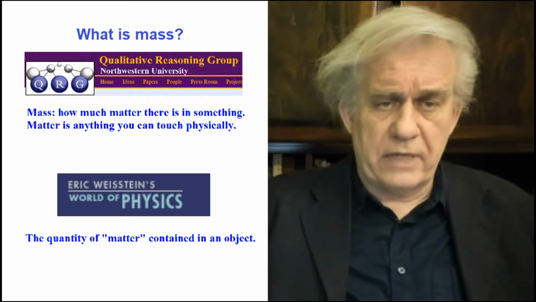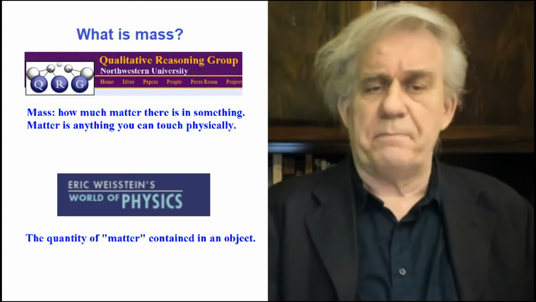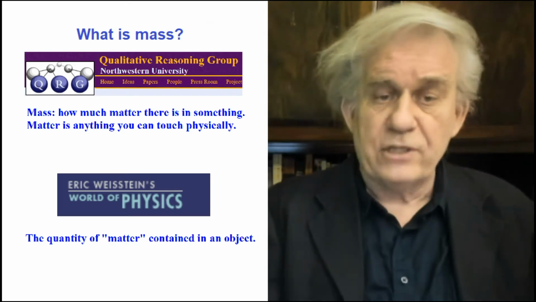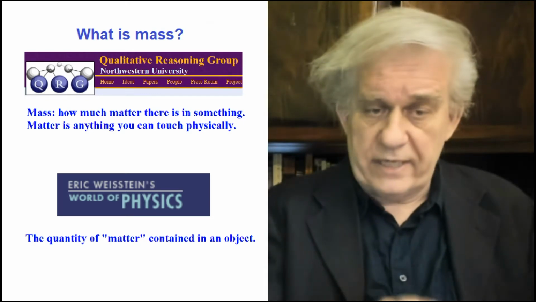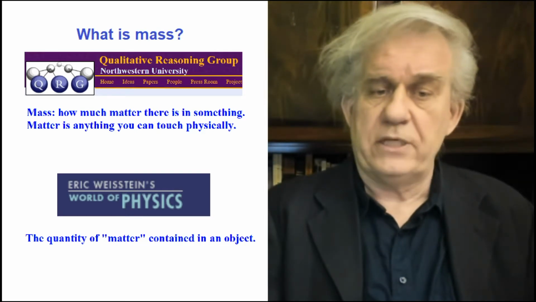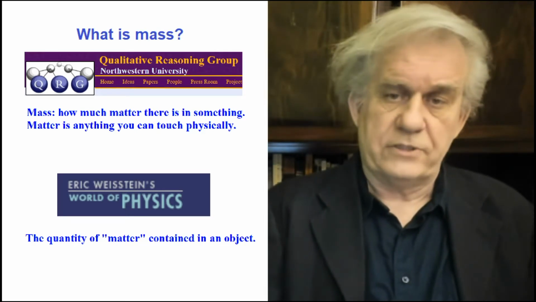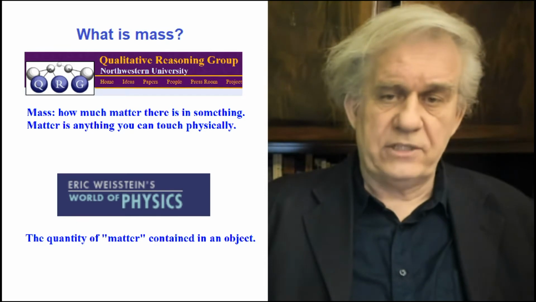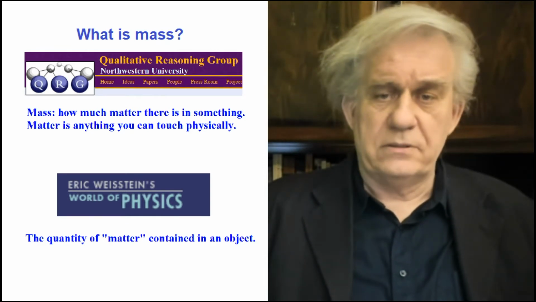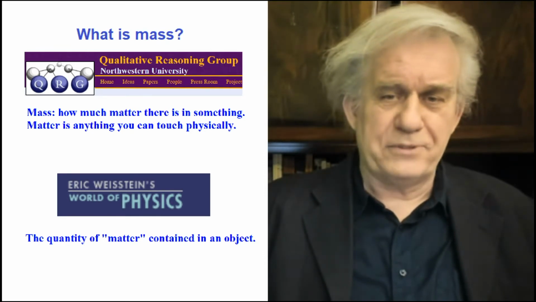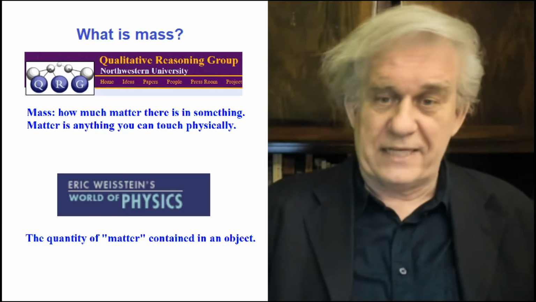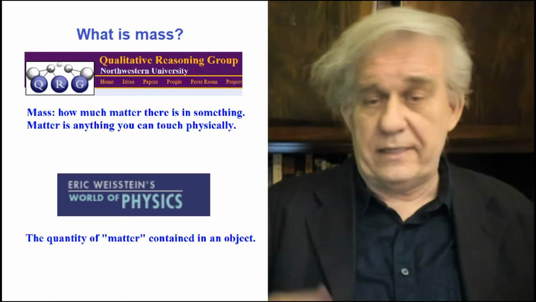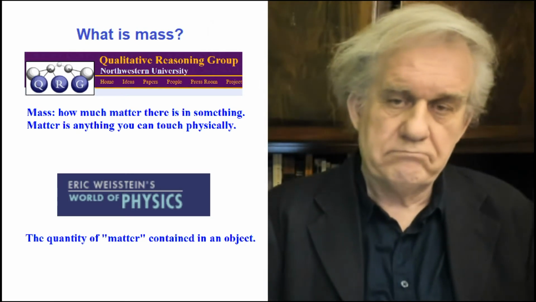In fact, here you have the high school version by two prominent sites, so we have a little authority here, right? First one, mass. How much matter there is in something. Matter is anything you can touch physically. And the quantity of matter contained in an object by the Einstein's World of Physics. Open and shut case. That's what you learn in high school. And since 99% of the people never take physics, they never want to touch the subject ever again. That's what they come out of high school with, and this is what they repeat. And they say, yeah, it's the quantity of matter of an object. We're done.